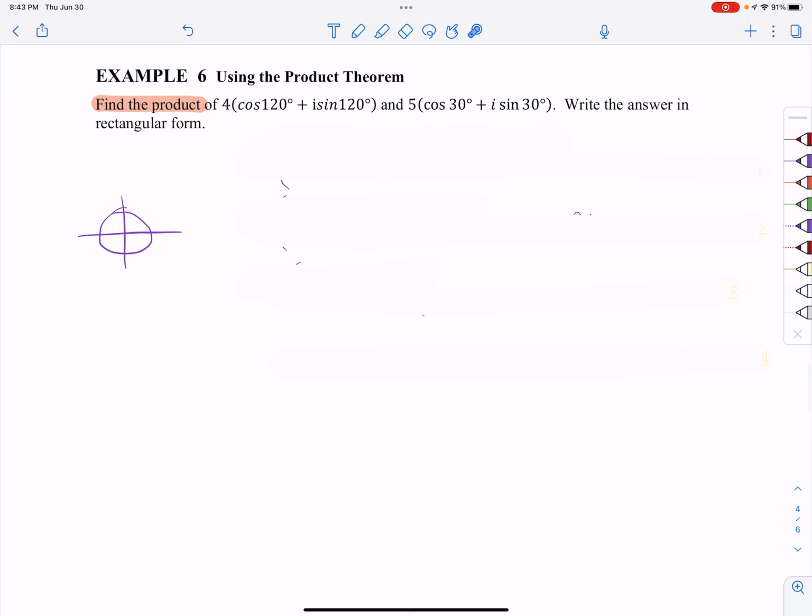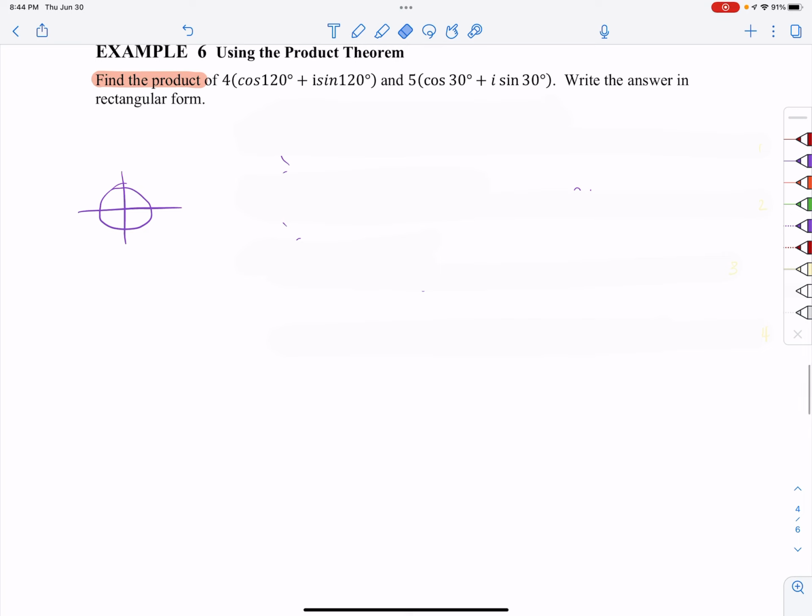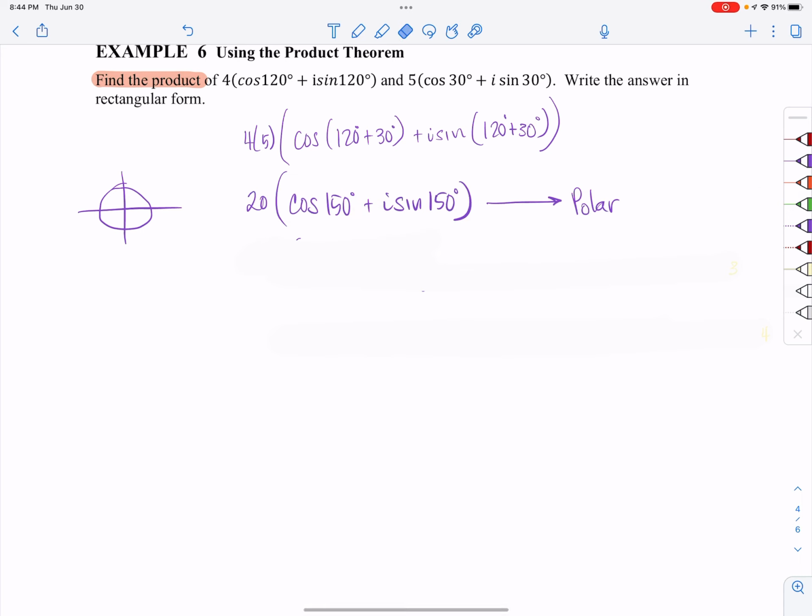For example, number 6. Notice that we are asked to find the product of these two trig forms, but then we're also asked to write the answer in rectangular form. So first thing is, let's go ahead and follow what this says to do. We'll do radius times radius, and then we will add our thetas. All right, so radius times radius is going to be 20, and adding our thetas gives us 150 degrees. However, this is a polar form answer. We were asked for a rectangular form.